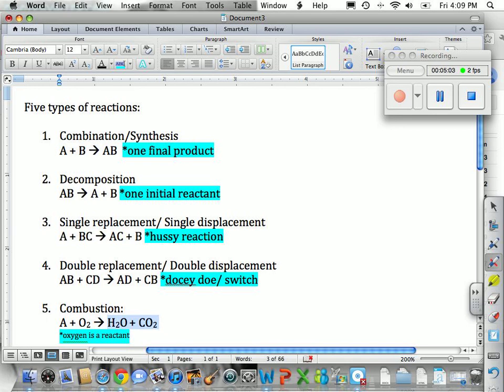So what I'm going to ask you to do tomorrow in class is be able to identify whether a reaction is a combination, synthesis, a decomposition, single replacement, single displacement, double replacement, double displacement, or combustion reaction. And you can, of course, rewatch this video in class.